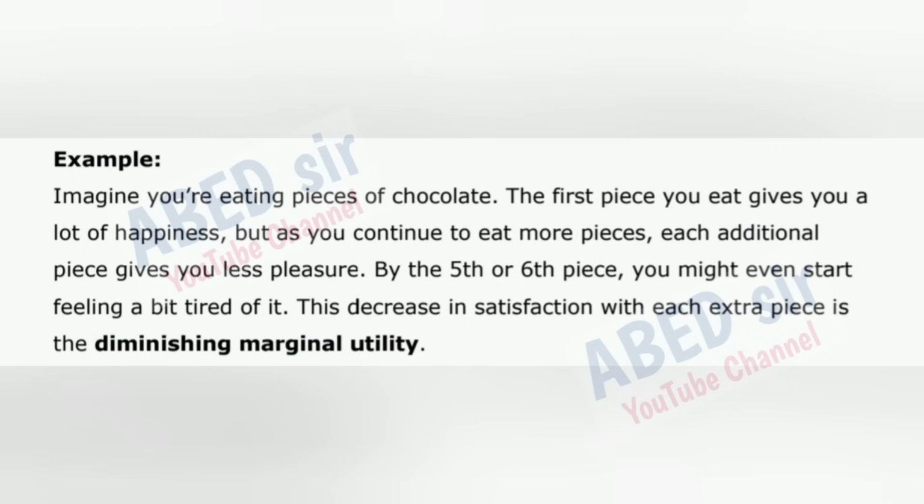Example. Imagine you are eating pieces of chocolate. The first piece you eat gives you a lot of happiness, but as you continue to eat more pieces, each additional piece gives you less pleasure. By the fifth or sixth piece, you might even start feeling a bit tired of it. This decrease in satisfaction with each extra piece is the diminishing marginal utility.